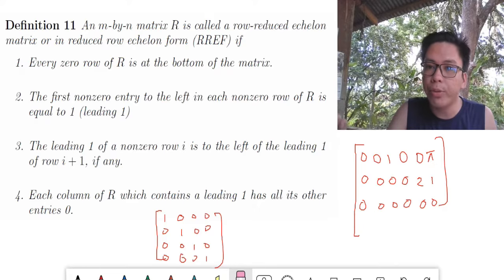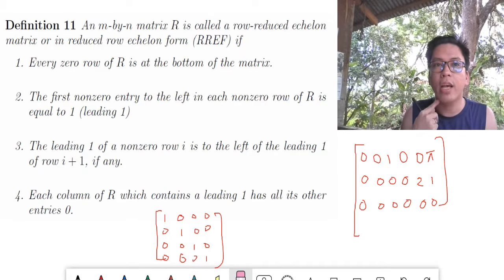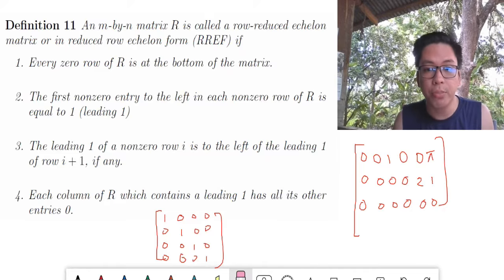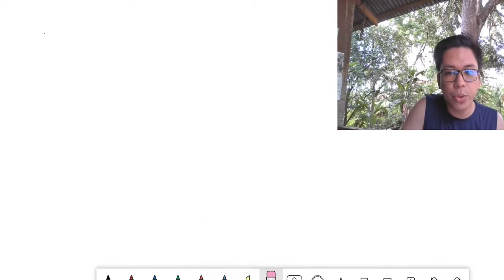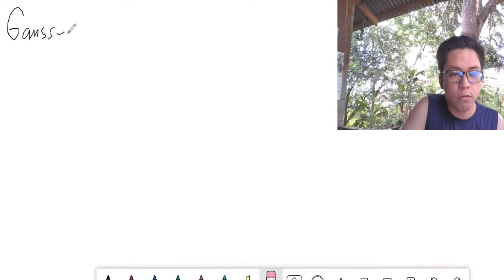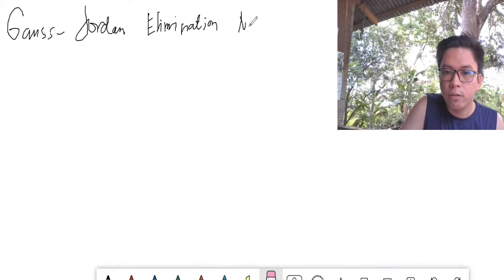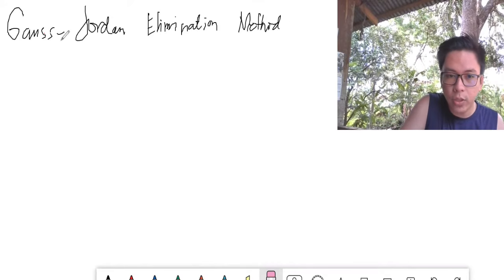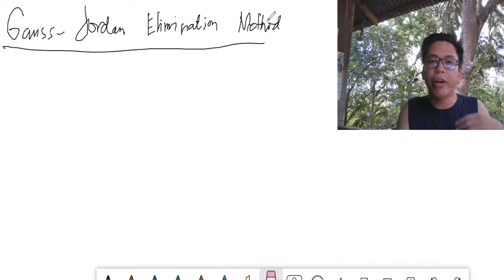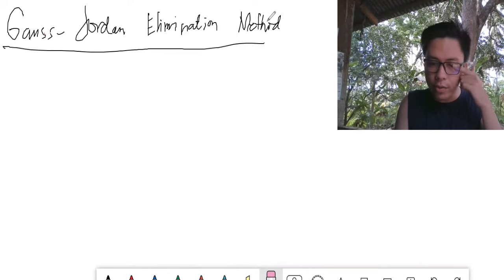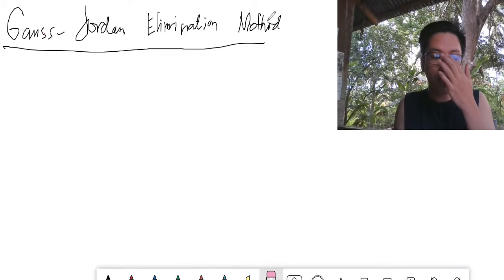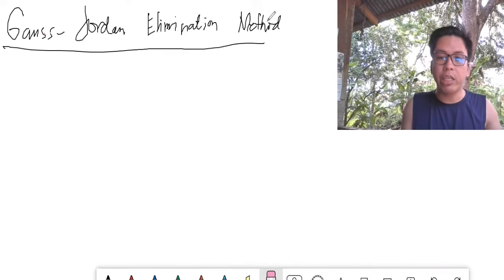One example in which we can attain the reduced row echelon form of a matrix of size m by n, and in that way solve a system of linear equations, is the so-called Gauss-Jordan elimination method. I'm not going to simply tell you about the steps here, but I'm going to provide you an example in which we will use this Gauss-Jordan elimination method to solve a system of linear equations.